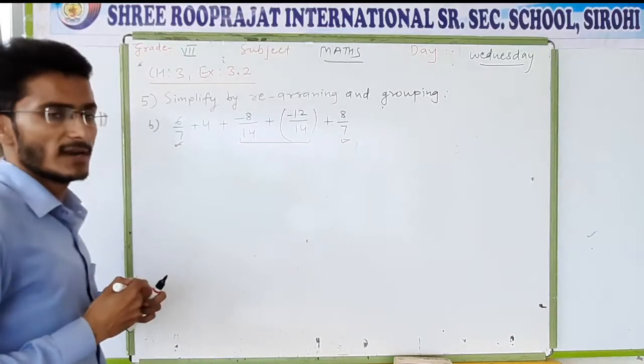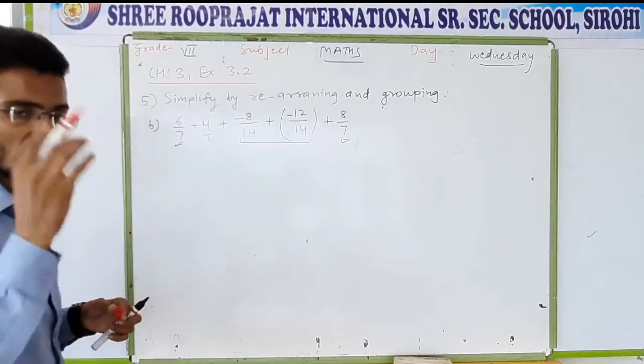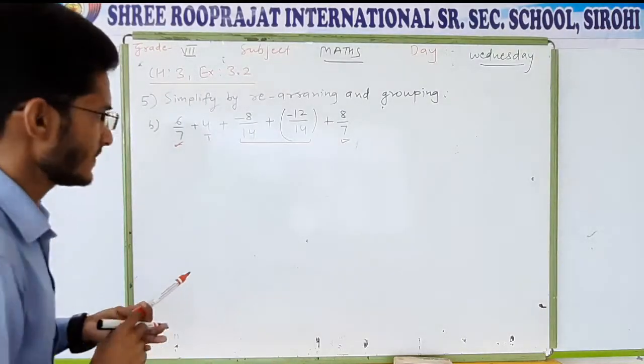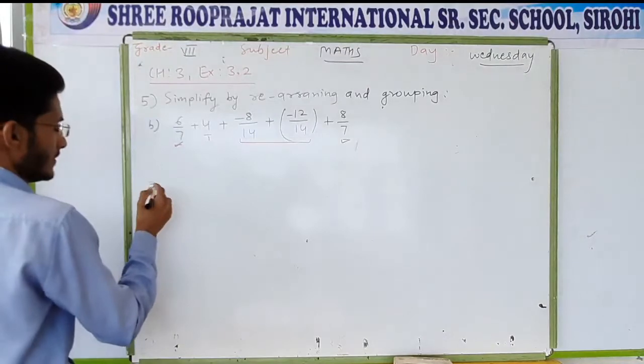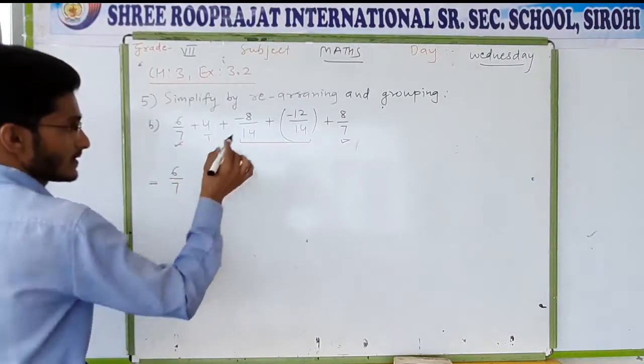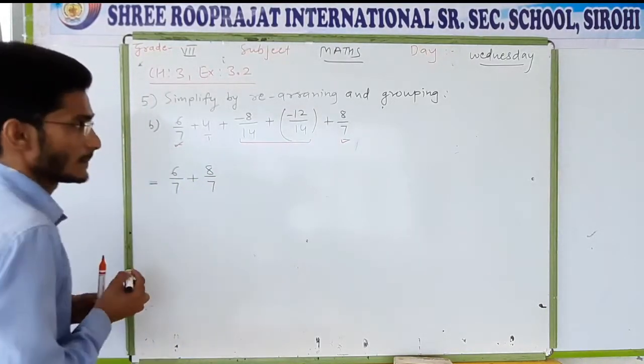If there is no denominator given, you can consider it as a 1. It's not compulsory to write. You have to just keep in your mind that if nothing is given, that means here is a 1. Okay. So now, first of all, we will rearrange. So 6 by 7 and the last one 8 by 7.